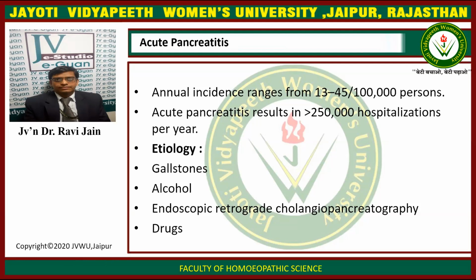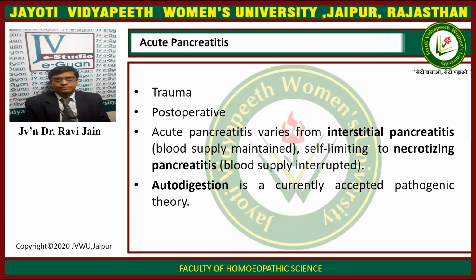The etiology consists of gallstones, alcohol, ERCP, endoscopic retrograde cholangiopancreatography, and drugs. The other etiological factors include trauma and post-operative causes. Acute pancreatitis varies from interstitial pancreatitis, where the blood supply is maintained and is self-limiting, to necrotizing pancreatitis, where the blood supply is interrupted.